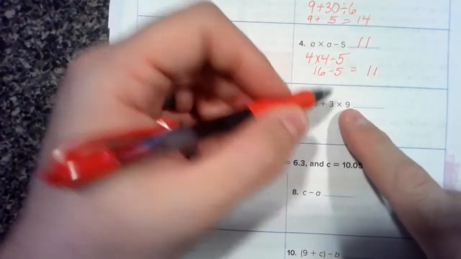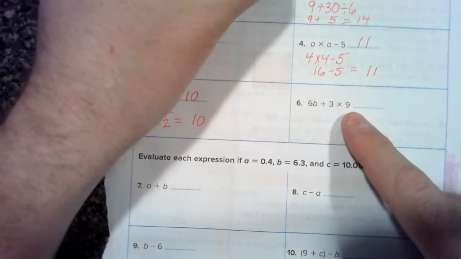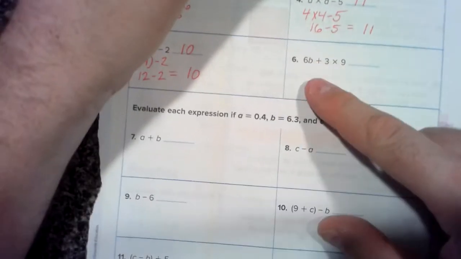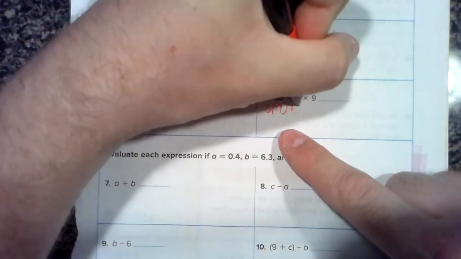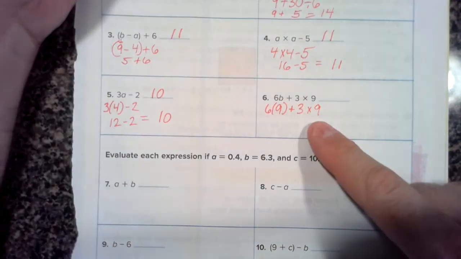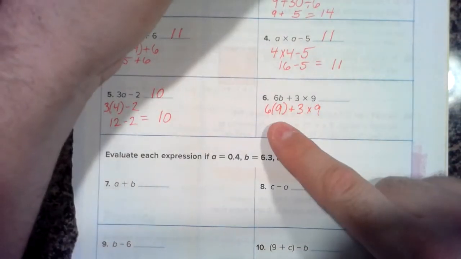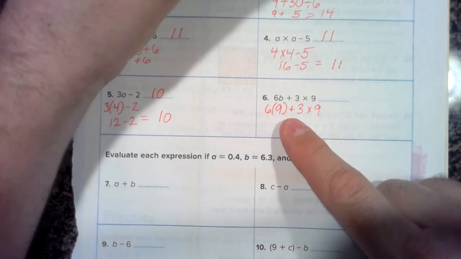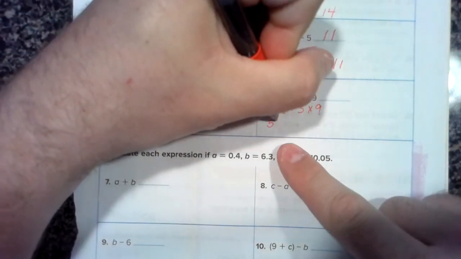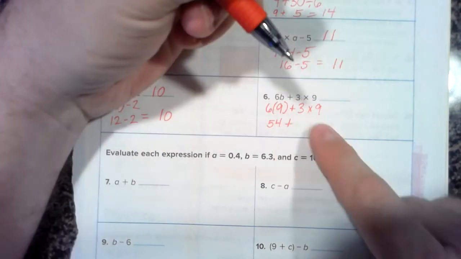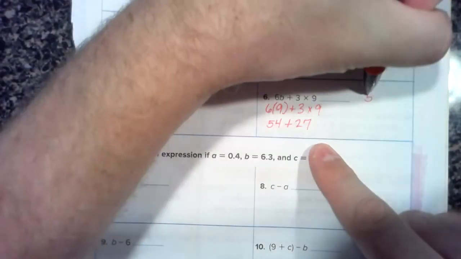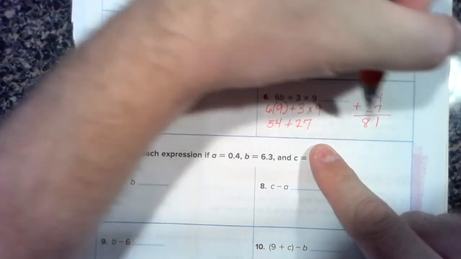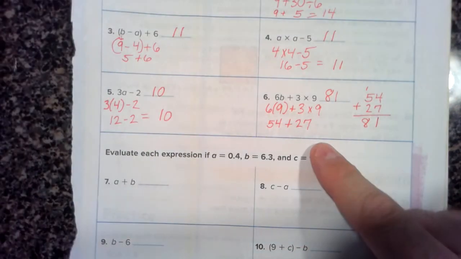6b plus 3 times 9. So again, we're going to look up here and say, well, b equals 9. So we're going to go down here and we're going to say 6 times 9 plus 3 times 9. Okay. So there are parentheses, but this is actually multiplication, as I said before. There's no exponents. We're going to do the multiplication. So 6 times 9 is 54. Plus, we have another multiplication we can do here. What's 3 times 9? 27. And then we add these together, 54 plus 27, and you're going to get 81. So our answer to that one is 81.